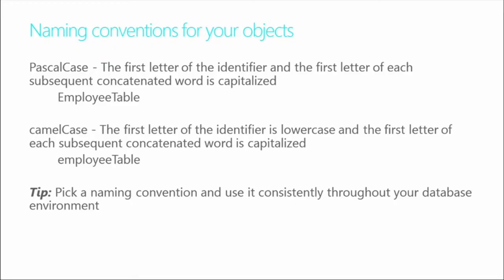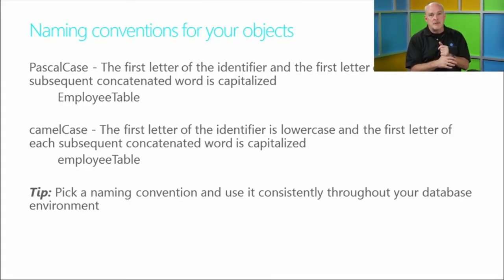Now, one of the things that we often do as we create objects is we have to have a naming convention. A couple of the common ones are listed here. Pascal case is where we use the first letter of the identifier and the first letter of every subsequent concatenated word capitalized. So, for instance, you see EmployeeTable. The E in Employee and the T in Table are capitalized. Personally, this is my preference. I use Pascal case, and you're going to see with the scripts and some of the content that I'm going to be showing you in this module and the next module, I'm totally about Pascal case.